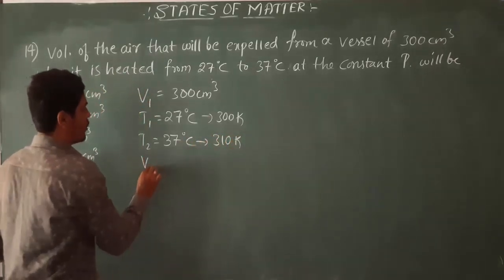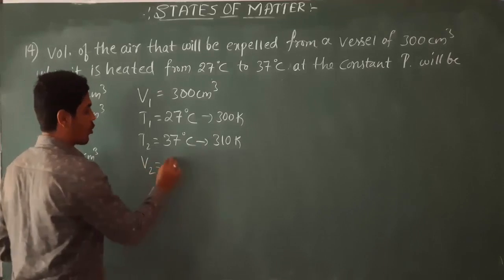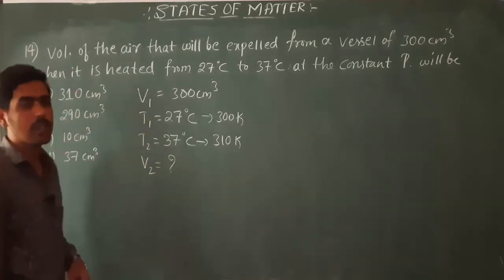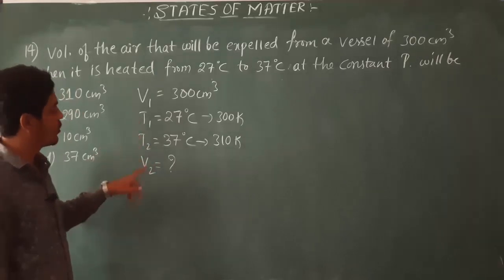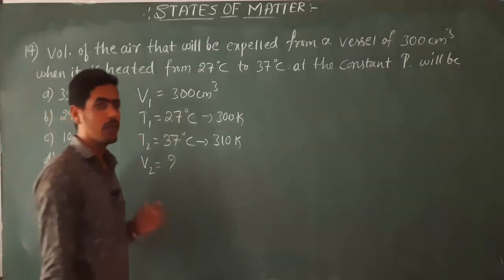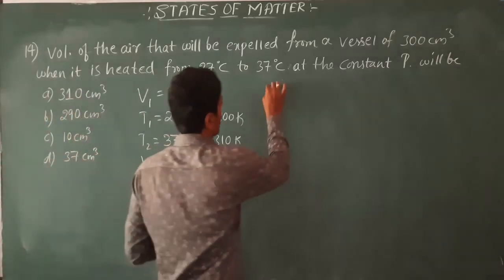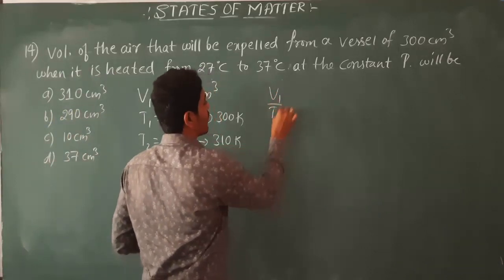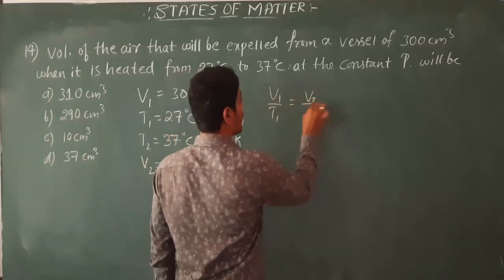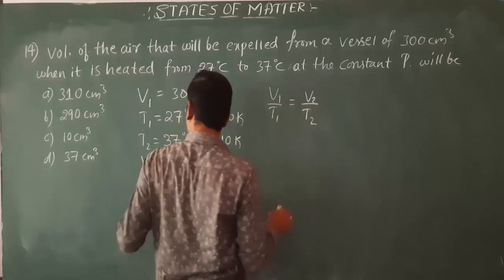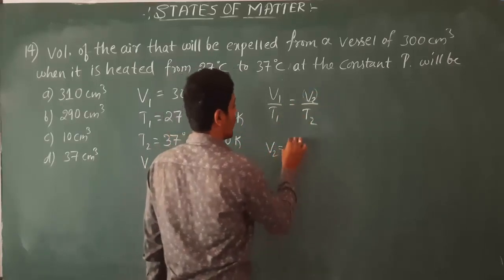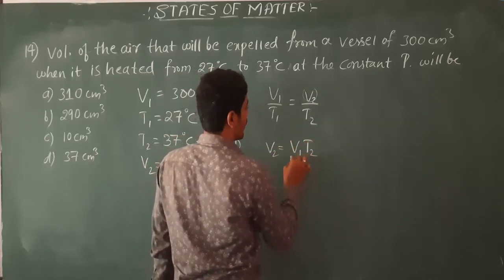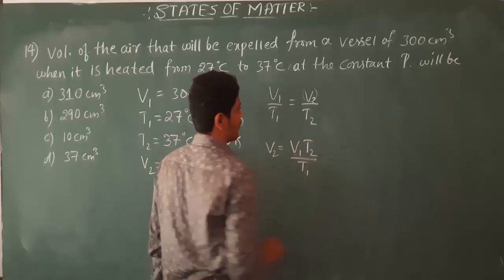Okay, so what is the volume which is expelled from the vessel? That you need to calculate. So again, V1 is there, T1 is there, T2 is there. You need to find V2. So apply Charles law. V1 by T1 is equal to V2 divided by T2. What you need to calculate is V2. So V2 is equal to V1 T2 divided by T1.